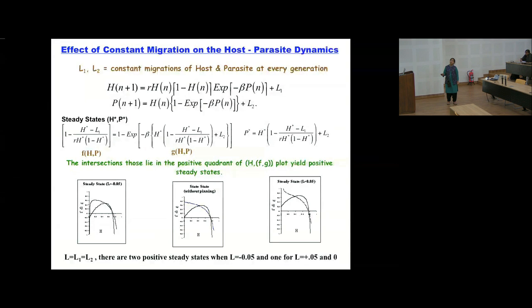So that's H star and P star. So I equate both sides, and then I find this. Then I equate both these equations with the similar terms, and then I plot this function. I change H and find the shape of this function, I plot this function, and then I see wherever these two functions meet, that is the point at which they are equal, and I find a steady state for different values of L.